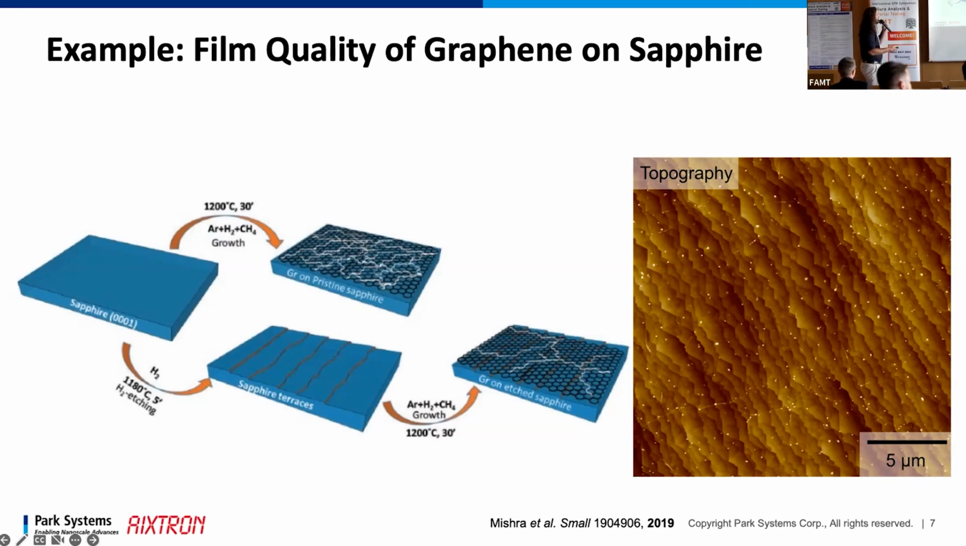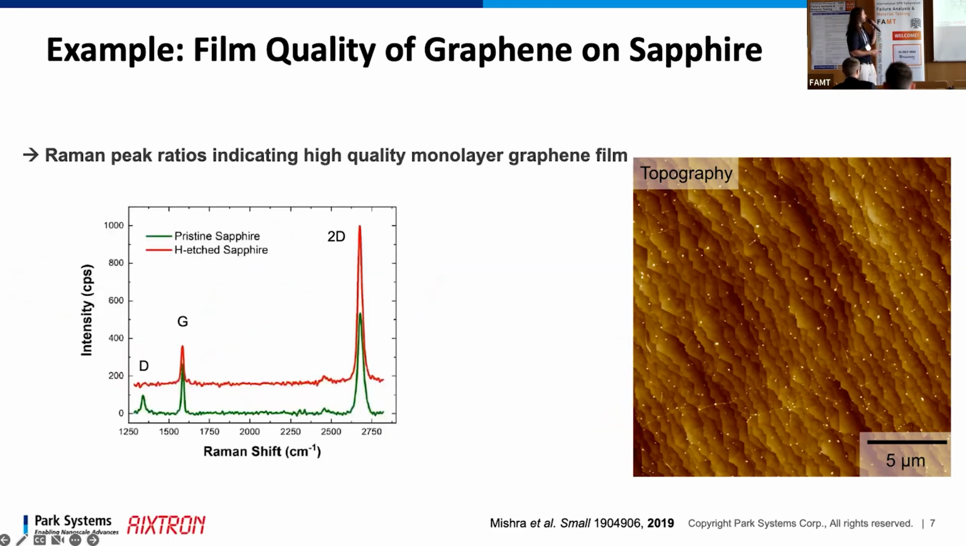However, they realized that when they introduce, in the same reactor and the same environment, a previous etching step in a pure hydrogen atmosphere, they could introduce a sapphire terrace structure. And any graphene film synthesized on this terrace structure would then have far fewer ridges and wrinkles within the graphene film. So the overall film quality would increase drastically. They could also verify this using traditional Raman spectroscopy, finding a very favorable peak ratio of 2D to D peaks, which usually indicates a very high graphene film quality.